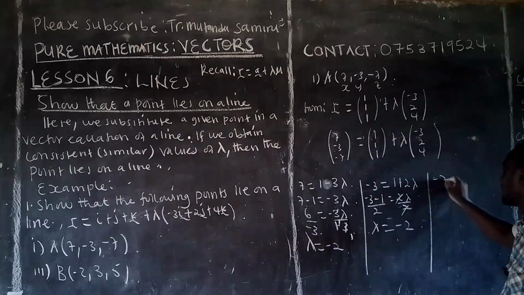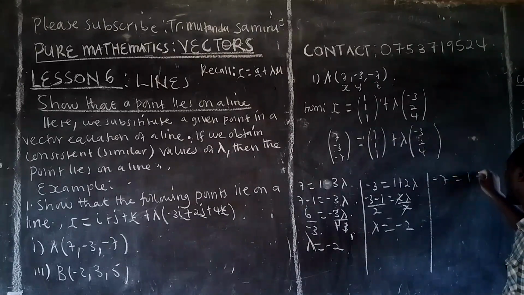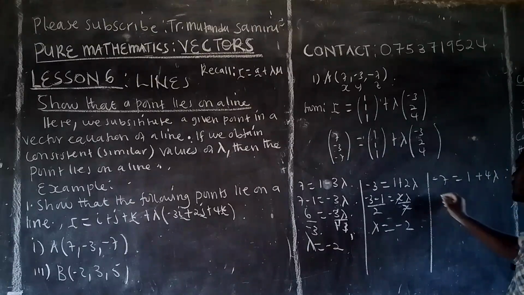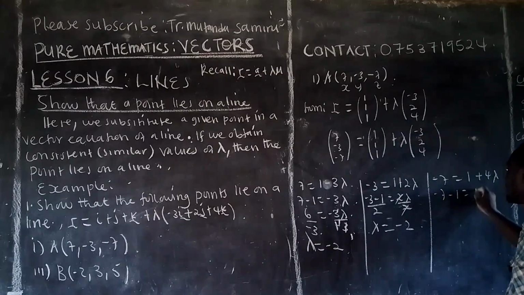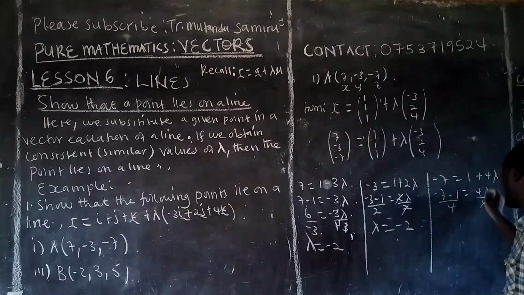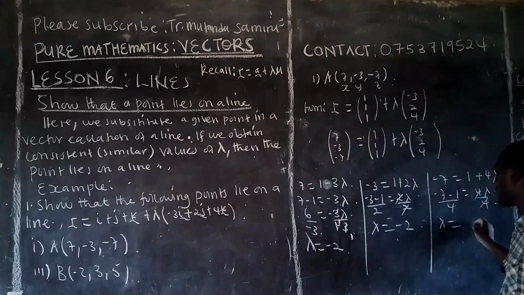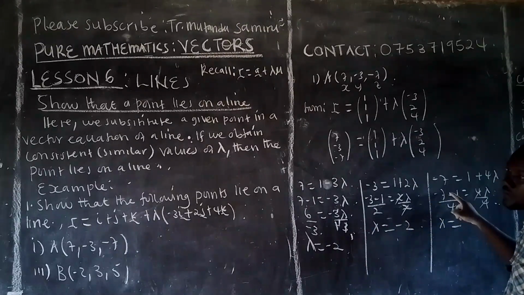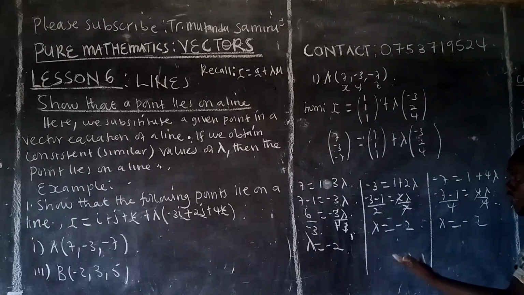So negative 7 is equal to 1 plus 4 lambda. So negative 7 minus 1 is equal to 4 lambda. Divide by 4 on both sides. So lambda will be what? Negative 7 minus 1 will be negative 8, divided by 4 will be negative 2. They are the same.